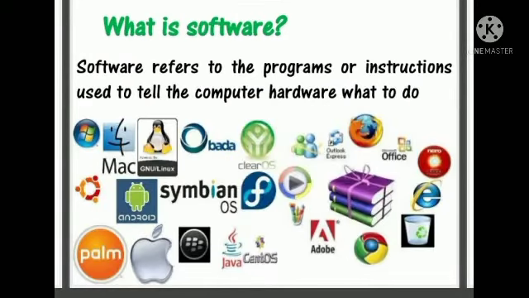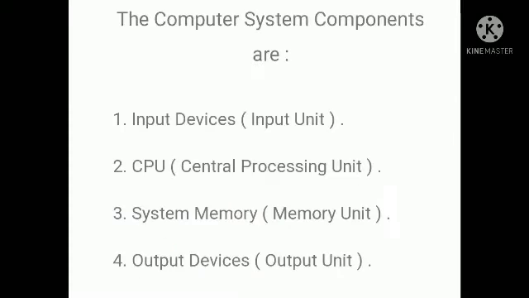Next is the software component. What do you mean by software? Software refers to the programs or instructions used to tell the computer hardware what to do. So it is a set of programs or instructions which are given to the computer to tell the computer hardware what to do, what is the task to perform. Like that, instructions are present inside the software. Here are some of the examples of software, like operating system. Different softwares are available.